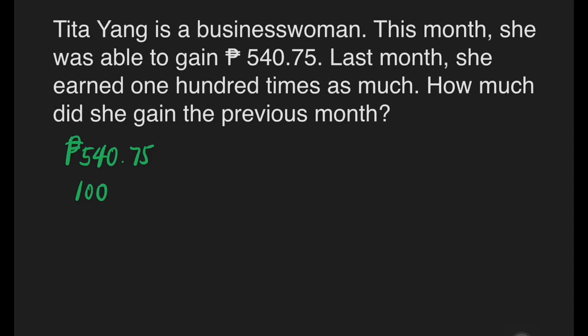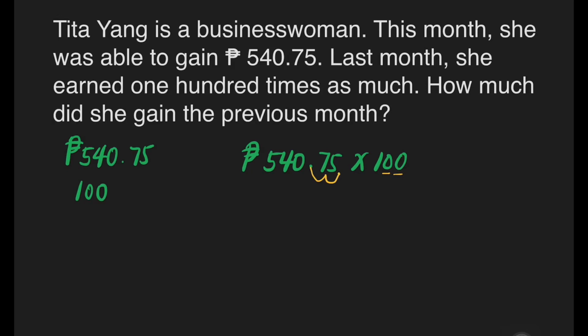In order to get the answer, we will just multiply these two numbers. Okay, let's do that. 540 pesos and 75 centavos times 100. We will no longer perform the long cut because we already know the shortcut. How many zeros can we see in here? We have 1 and 2. It means we will move the decimal point twice to the right. Okay, 1, 2.